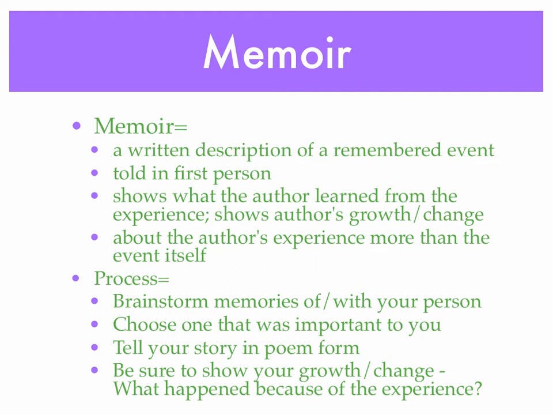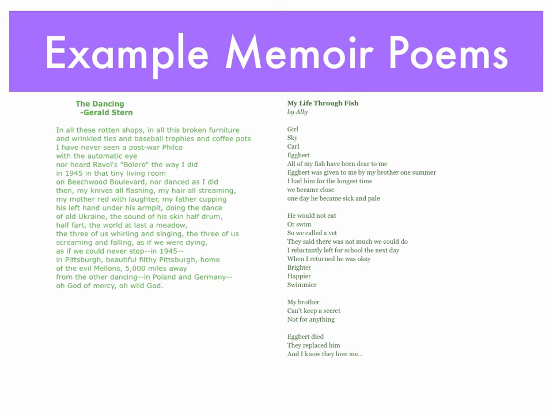Here are 2 examples of memoir poems. The one on the left, The Dancing, is about an experience that somebody had back in 1945, which was nearing the end of World War II while the Holocaust was going on and Jews were being killed in Poland and Germany. The one on the right, My Life Through Fish, talks about the fish that a girl has had throughout her life. Pause here and take a moment to read both of these poems.